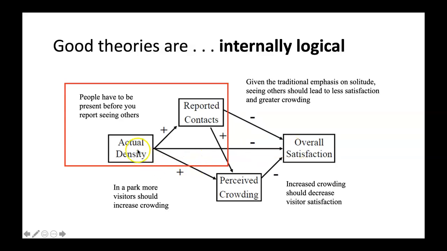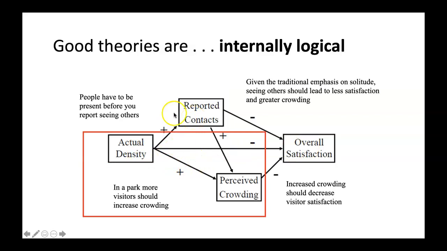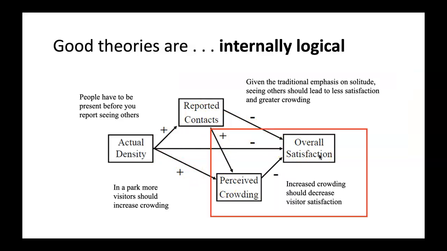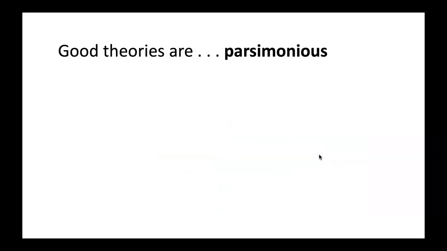It's logical that the density will lead to more reported contacts, that the density will lead to more perceived crowding, that reported contacts are going to lead to a lower amount of satisfaction, and then perceived crowding is also going to lead to a lower amount of satisfaction. I think that's logical. That makes sense. So I think this theory that touches on encounter norms is internally logical.